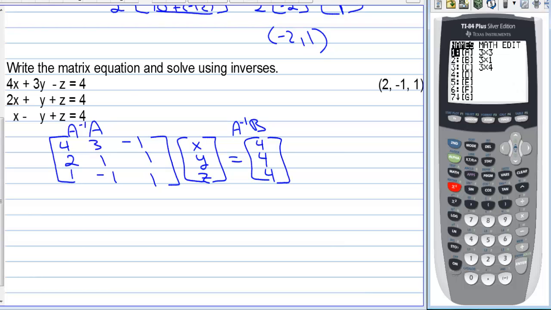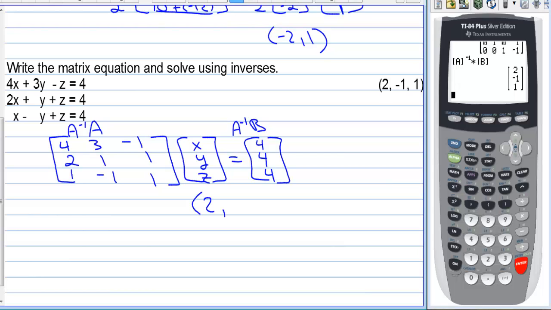Go back into matrix, and we're going to edit. Go down to B, 3 by 1, and from the last class, I already have the 4s all in there. So 3 by 1, all 4s. We can quit out of that. We go matrix. We need A inverse, and then times matrix. We arrow down to B, and then we should be able to get the answer right here. So we have 2, -1, 1. So we did it right.